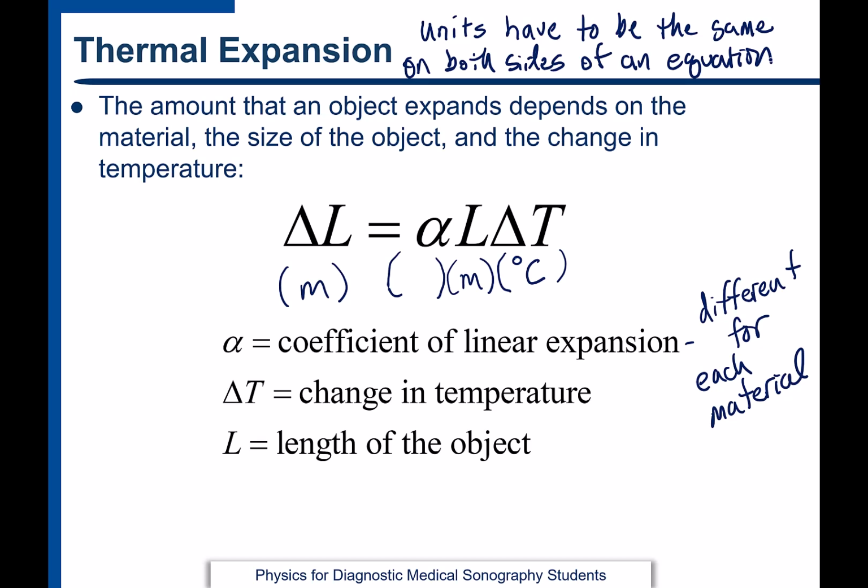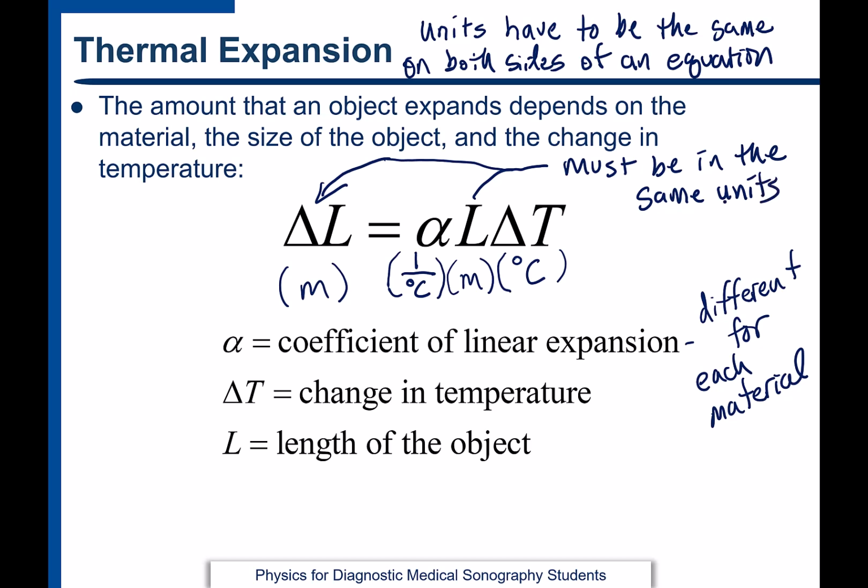And so you'll notice the only way we can make this work is if alpha has units of 1 over degrees Celsius. And so when you see a value for alpha, you'll notice it will have 1 over degrees Celsius as its unit, because that way those would cancel out and we'd end up with meters on both sides. The other thing is the length could be in centimeters instead of meters. That would be okay as long as delta L and L must have the same units. So must be in the same units.